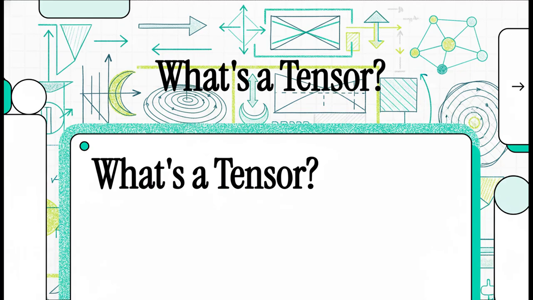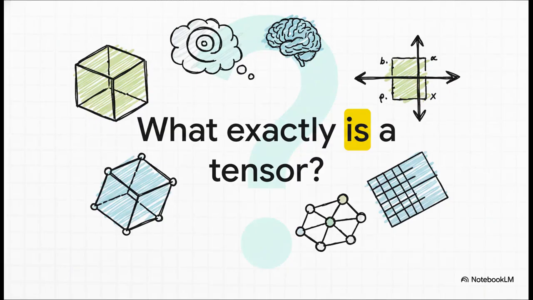Have you ever heard the word tensor thrown around in conversations about AI or physics, and you just kind of nod along? Well, today we're going to pull back the curtain on this thing, and I promise it's way less intimidating than it sounds. So what exactly is a tensor? Is it some ridiculously complex, high-level math that only a handful of geniuses on the planet really get? Nah, not at all. It's actually a surprisingly elegant and simple idea, and by the time we're done here, you're going to see it too.